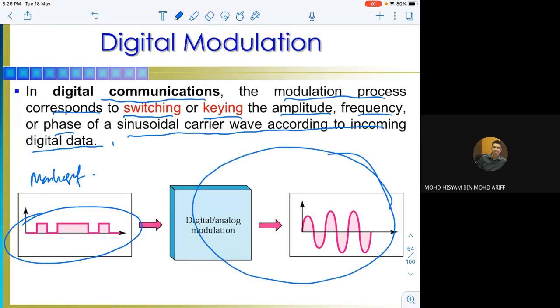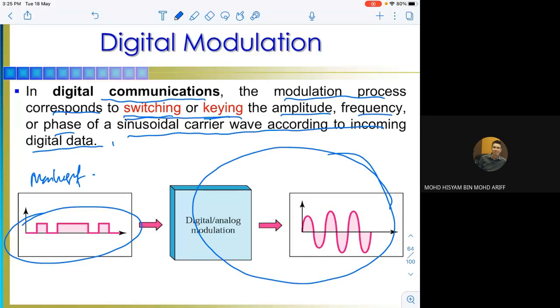Digital modulation. Ingat tak? Analog modulation macam mana? You put in modulator kan? Sini pun sama. You kena masukkan dalam digital modulator. Okay? So, dalam digital modulation, kita main proses switching or keying. Ini, nak hantar data tu.